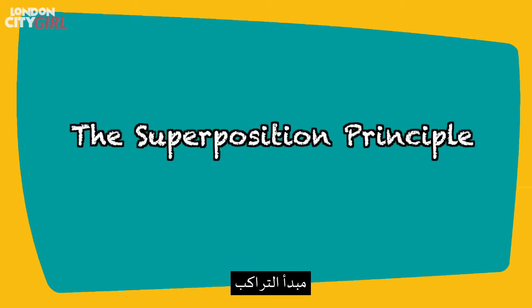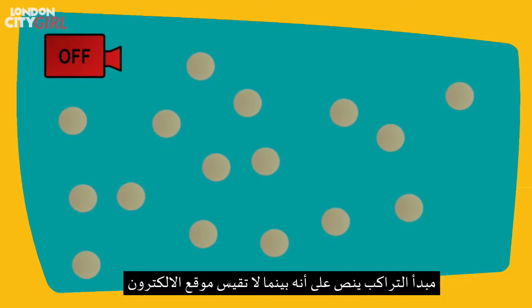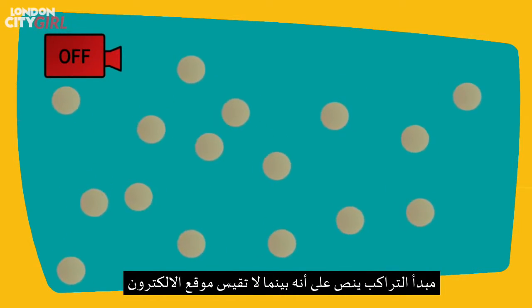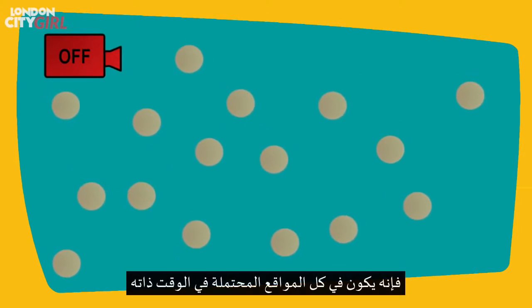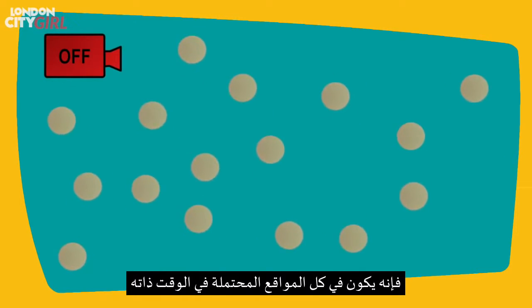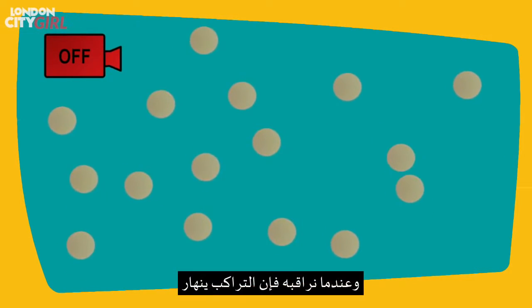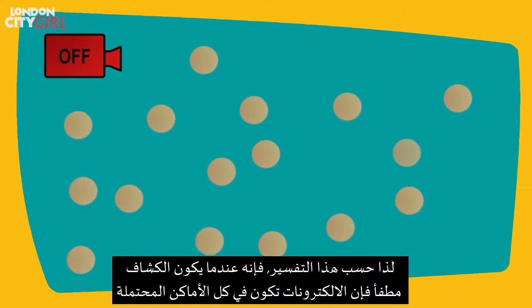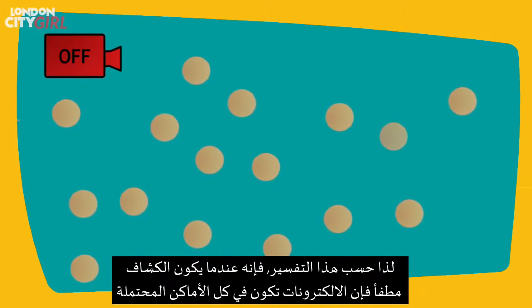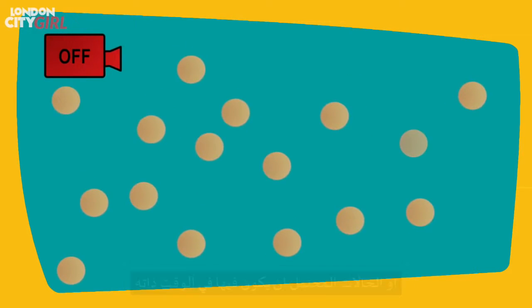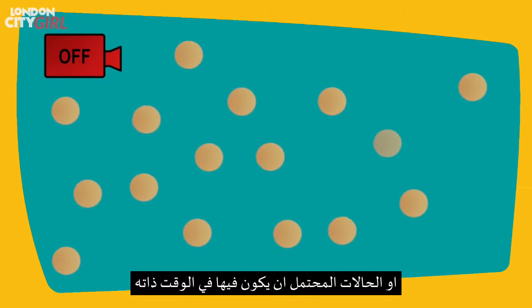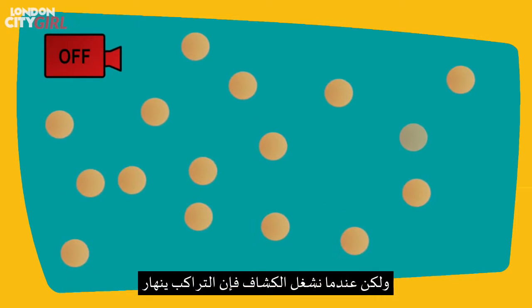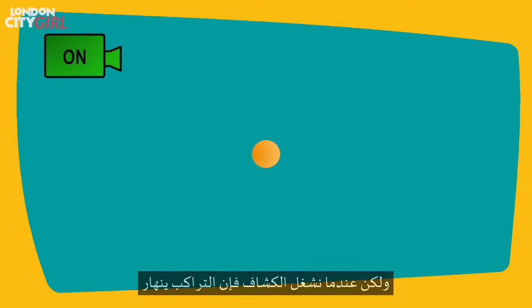It seemed as if the act of measuring did something to collapse the wave function. The superposition principle. The superposition principle states that while we do not measure the electron for its position, it is in all the possible positions it could be in at the same time, and when we observe it, the superposition collapses. So in this illustration, when our detector is off, our electron is in all of the possible positions or states it could be in simultaneously. But when we switch our detector on, the superposition collapses and the electron gives up all of its possible states to choose just the one.